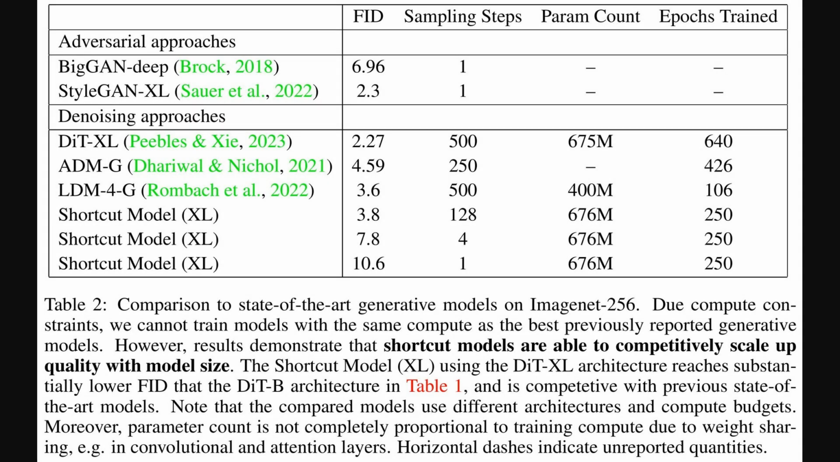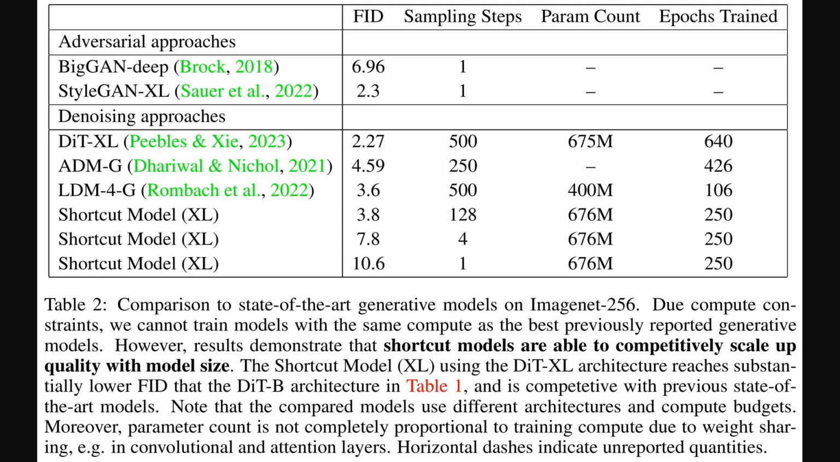Moving to the results, this table compares different generative models on the ImageNet 256 dataset. We see metrics like FID. That's Fréchet Inception Distance, a common score where lower means more realistic images. It also lists sampling steps, parameter count, which tells us about the model size, and epochs trained, meaning how many times the model saw the entire training dataset.